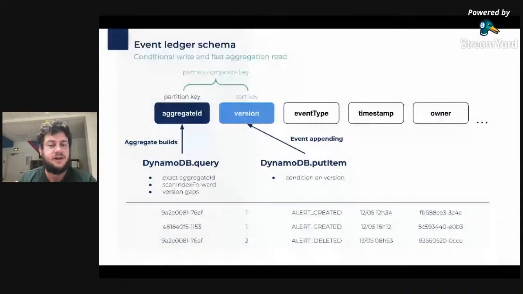So for example, if you have two command Lambdas running at the same time, trying to update the broadcast and close a specific alert, they will both try to write a new event with the same version number. And since we put a condition on the version that we try to insert in DynamoDB, stating that this version should not already exist, only one of those two put item calls to DynamoDB will succeed. You have at the bottom of this page a small example of what our table for the event ledger, for the audit log, will look like, with two separate aggregates, one of them with two events, and the other one with a single event.